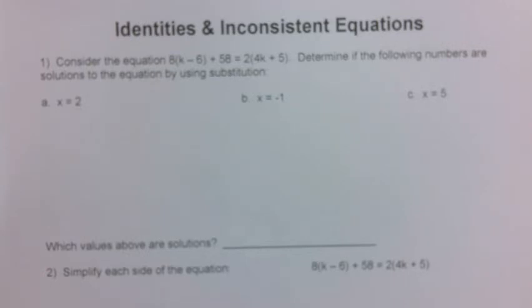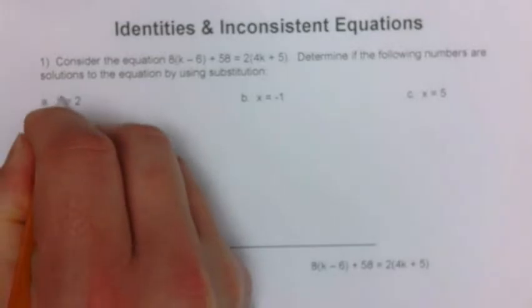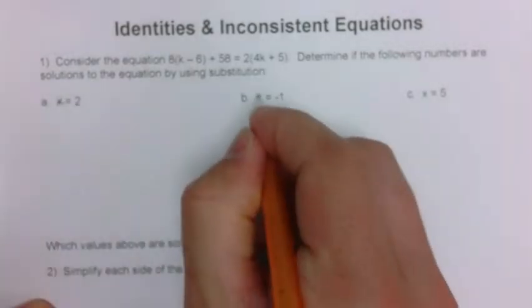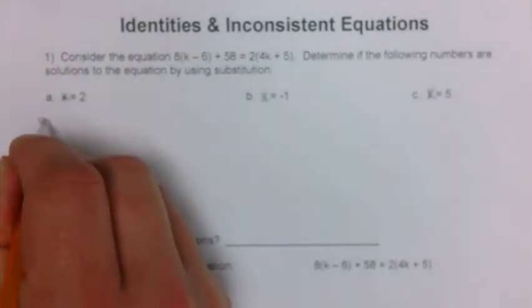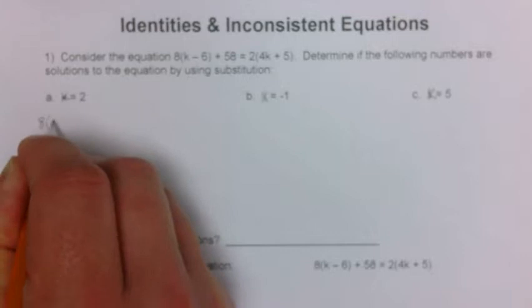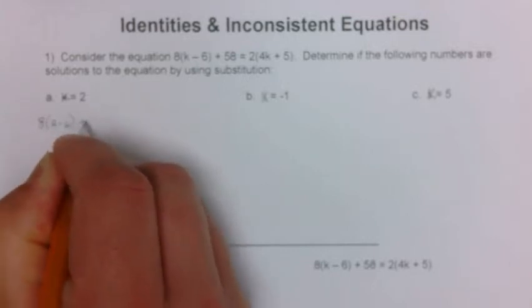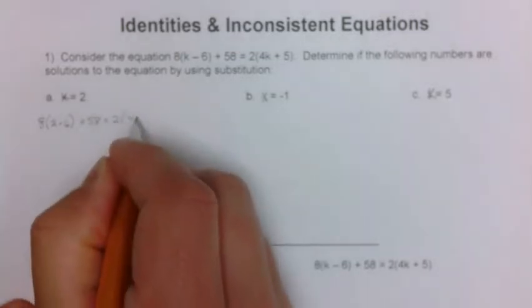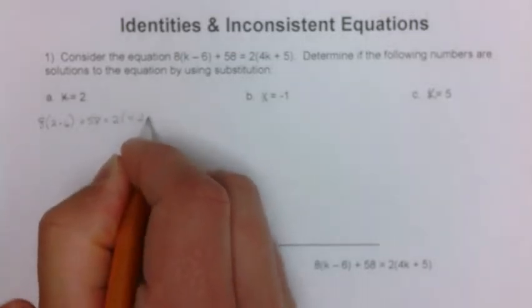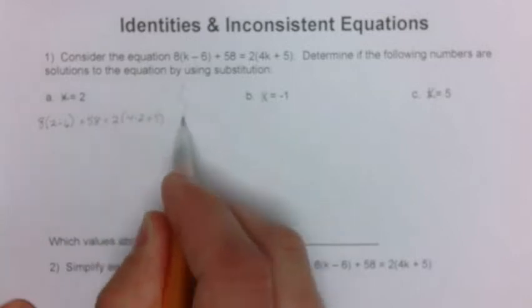So in the first example, these all should actually be k's since that's the variable I've used up here in the equation. I'll just change all of those to k's. K is going to be equal to 2. So every place that I have k in my equation, I'm just going to replace it with 2. So I'm going to have 8 times (2 minus 6) plus 58 equals 2 times (4 times 2 plus 5).